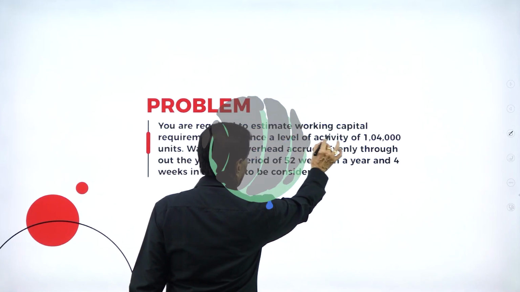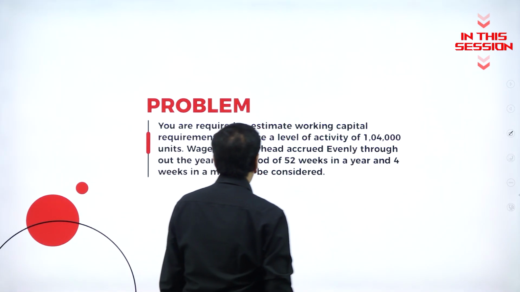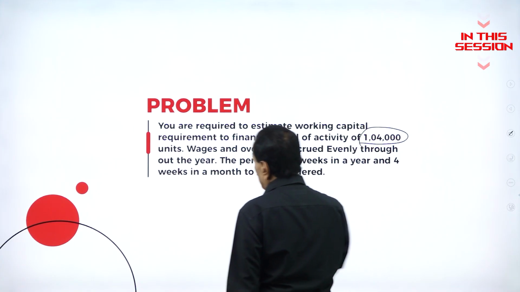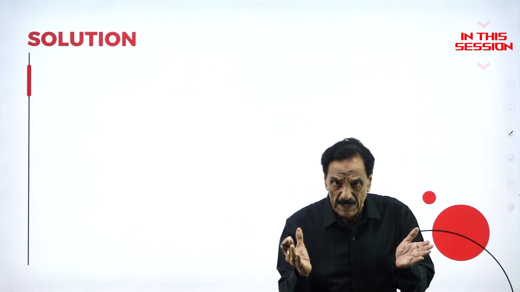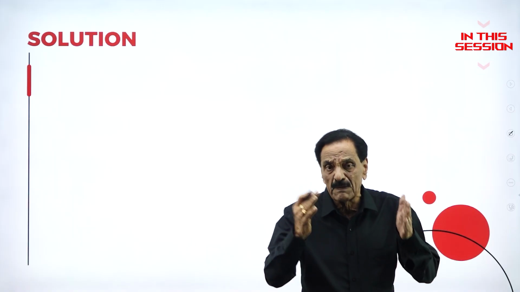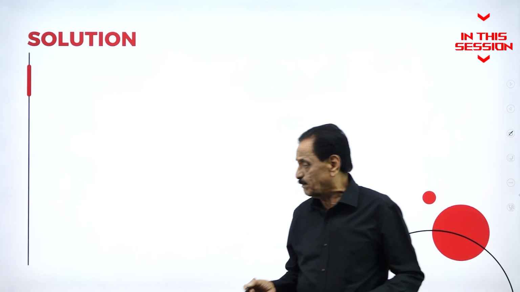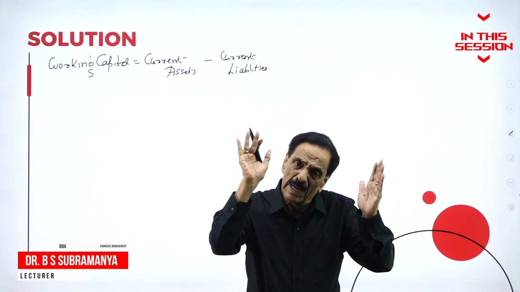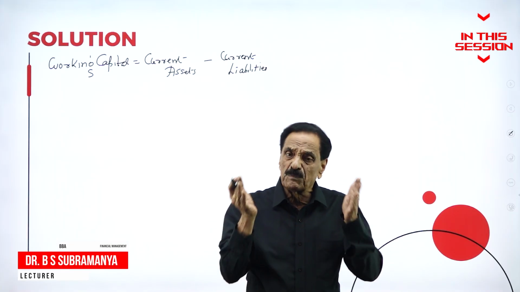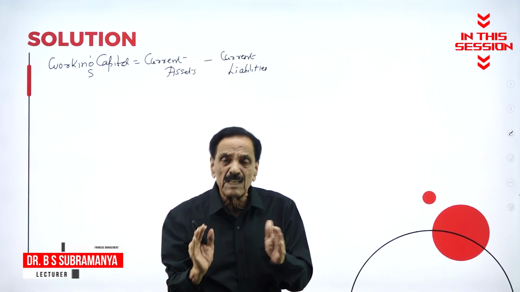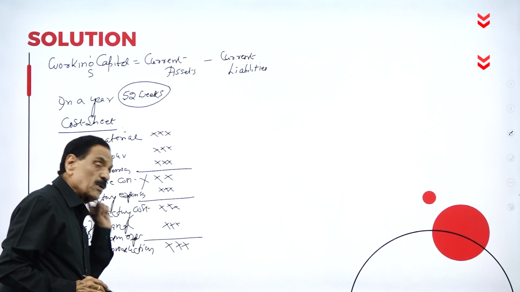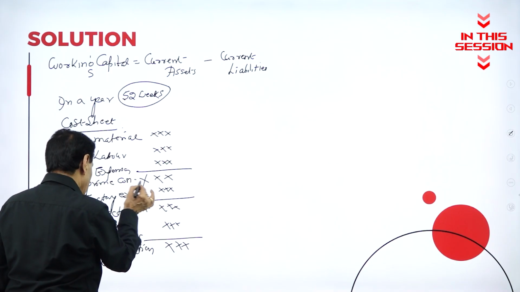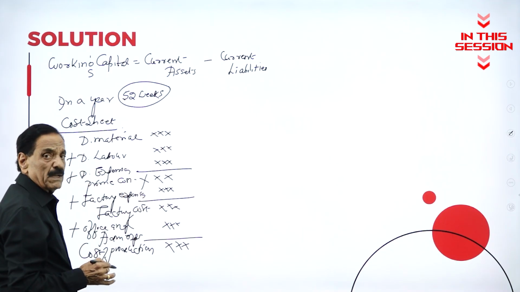You are required to estimate working capital requirement to finance a level of activity of 1,04,000 units. What does working capital mean? Current assets minus current liability is working capital. If the problem is given in a month, convert all expenditure into month. If the problem is given in a week, convert all into a week. While you are doing the finished goods, you have to take direct material, direct labor, factory expense and office and administration expense.